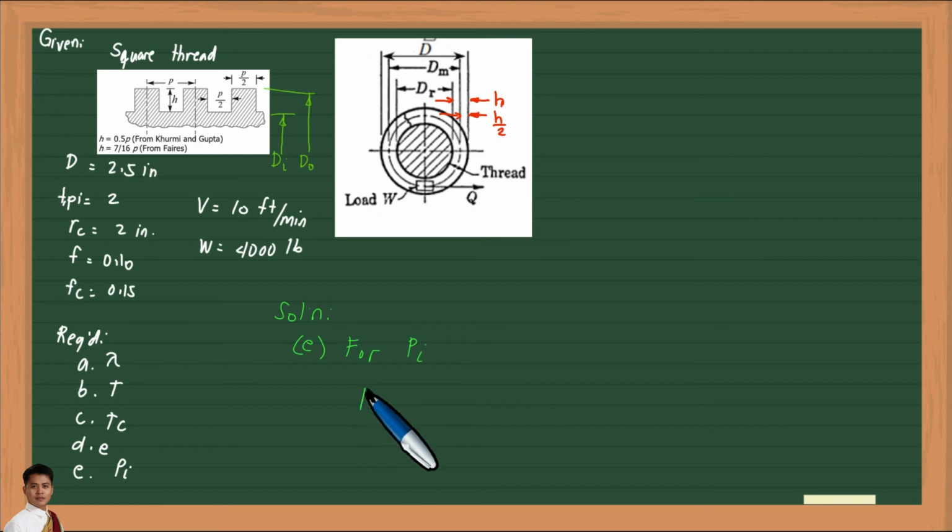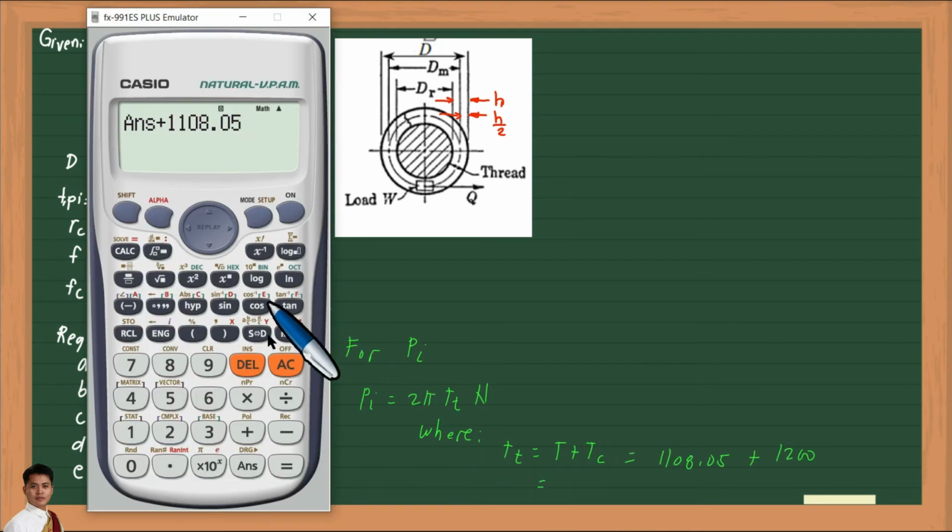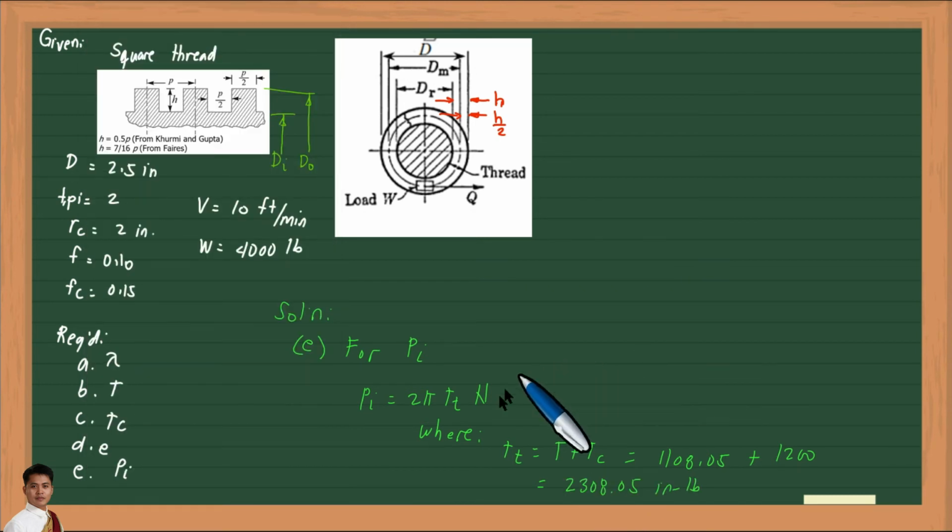So, our formula for P sub I is equal to 2 pi, then the total torque multiplied by N. So, yung total torque natin dito ay yung sum ng T tsaka T sub C. So, ang total torque natin dito ay 2308.05. Then, how about yung N? Wala tayong given RPM. So, meron naman tayong velocity.